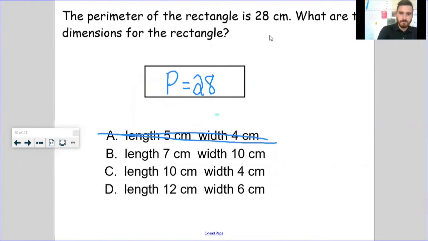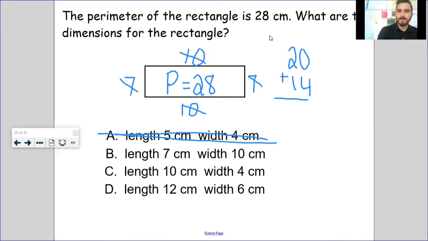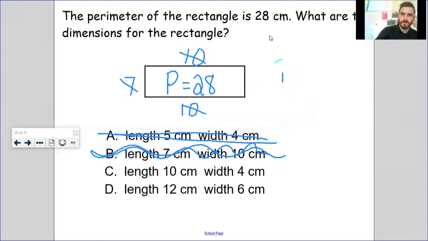Then I'll try B. B says 7 centimeters wide, 10 centimeters long. So I'm always going to put my bigger number on the longer edge of the rectangle. So here again, list my sides, opposite sides. 10 plus 10 is 20. 7 plus 7, 14. Add those together, it gives me a little bit too much. That perimeter would be too high if I add it all the way around, which means B's got to go. All right, got to keep working.